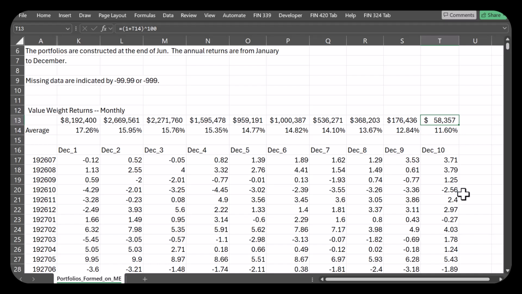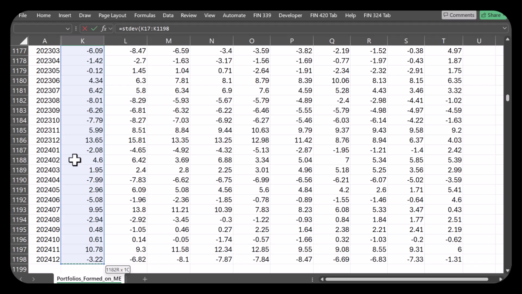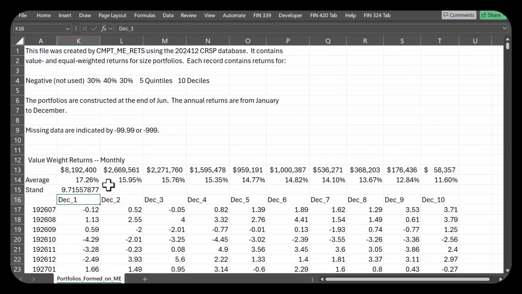I'm going to do the overall risk. We'll look into beta and stuff in the next chapter. The overall standard deviation. stdev is the name of the function. And I'm going to divide this by 100 as well. This is monthly, but doesn't matter too much.